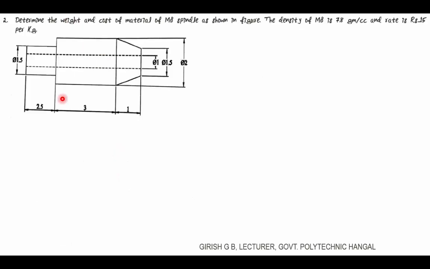The next problem is determine the weight and cost of material of MS spindle as shown in figure. The density of mild steel is 7.8 gram per cc and the rate is rupees 15 per kg. So this is the MS spindle. We need to calculate its weight and cost. We can break this MS spindle into 3 components. The first component is a cylindrical part having a diameter of 1.5 and length of 2.5 centimeter. Here also all the dimensions are in centimeter.